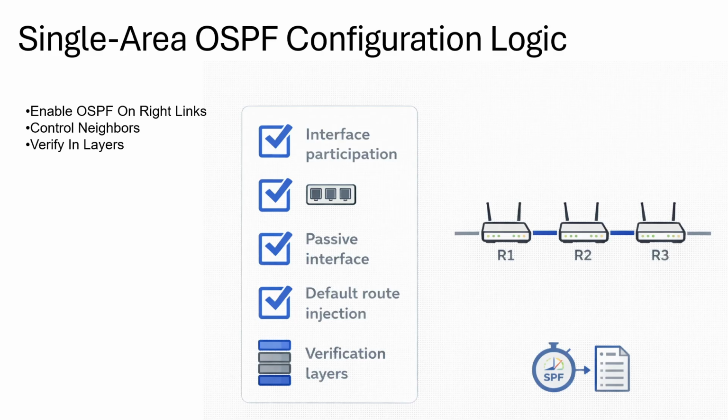Get OSPF running on the right interfaces, control where it forms neighbors using passive interface, inject the default route when your network needs one, and verify in layers so you know it actually works. By the end, you should be able to explain, here's what I'm enabling, why I'm enabling it, and exactly what proof I expect to see.